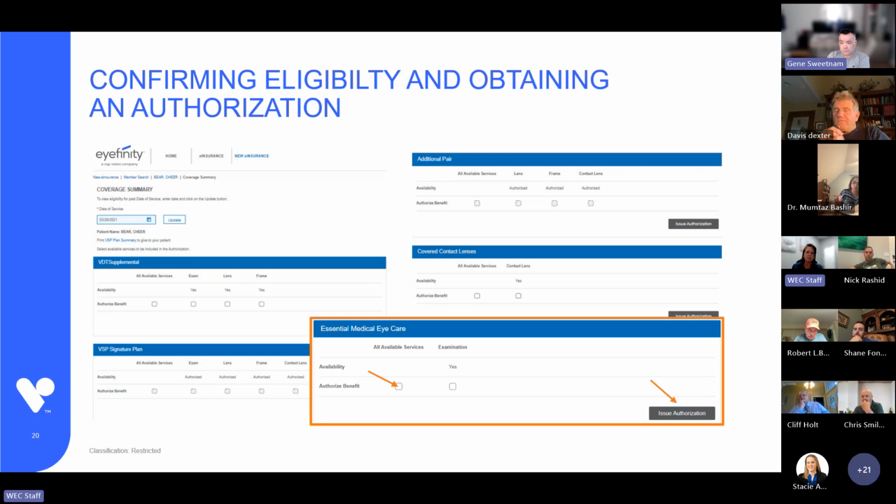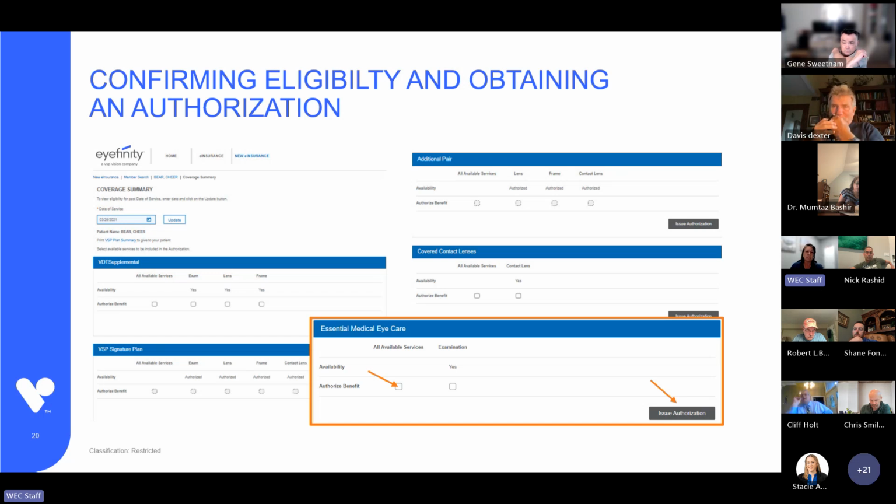Now, unlike the signature plan or the Well Vision plans, the burden for your staff isn't increased by going ahead and getting this authorization number. This authorization number just falls off the table after 30 days. Your staff doesn't have to call VSP and reverse this authorization. It literally becomes inactive after 30 days. So it's easy for them to activate it, but it's not a burden on them having to call back and actually reverse it.